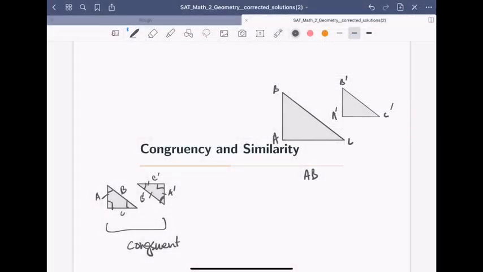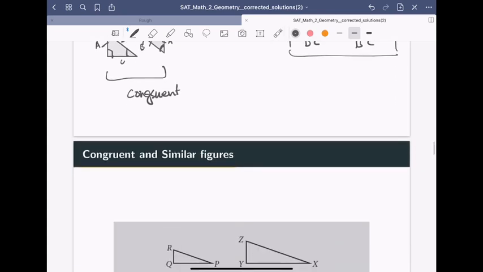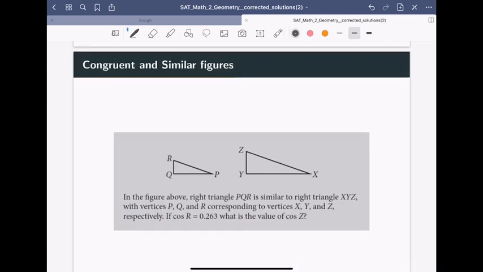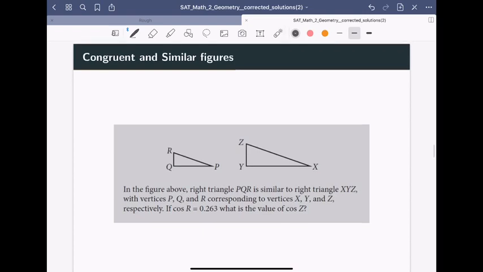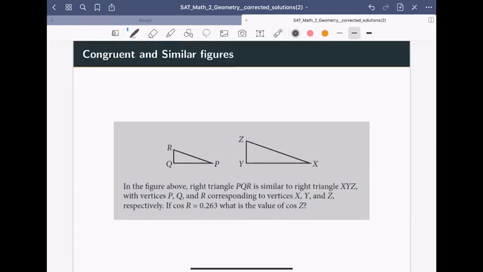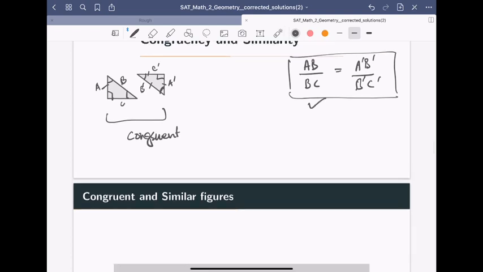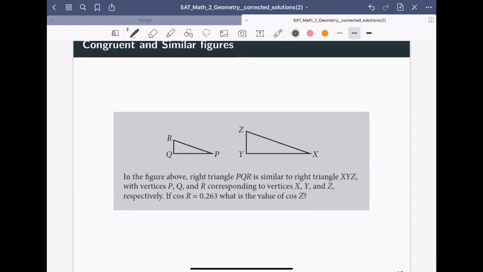So AB over BC for this triangle will be equal to A prime B prime over B prime C prime. So this is essentially all that is with regards to congruent and similar figures. A different way that I went about this topic was that I gave the example straight ahead. There's an example right from the SAT, and we'll employ this property of similar figures and work through this problem really easily.